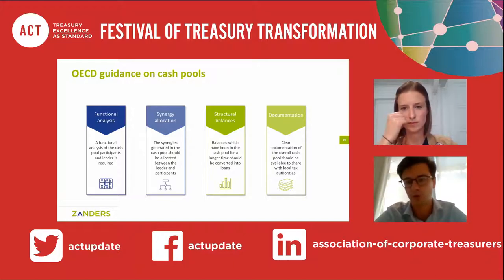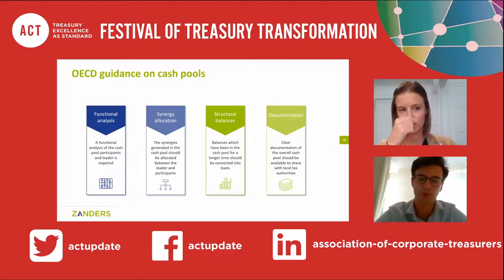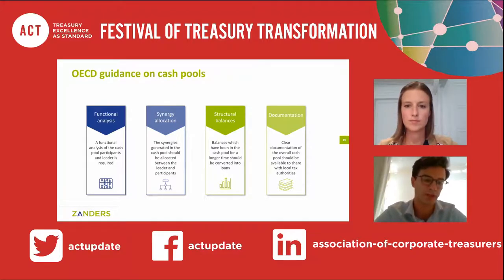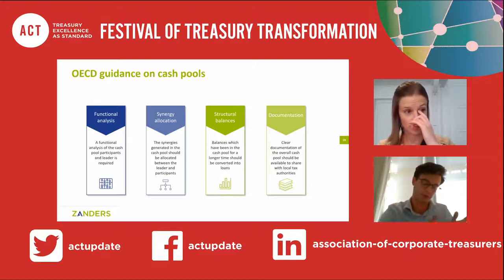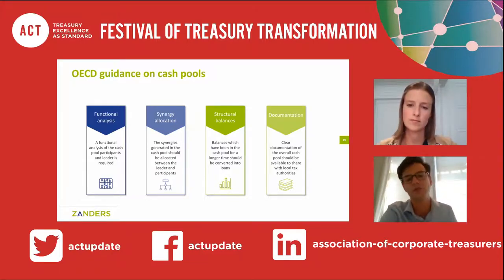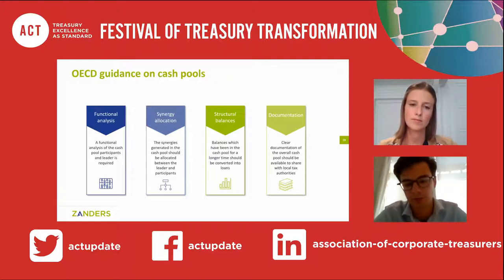Lastly, documentation is also quite important, very much like Melanie said. Each time that you determine your interest rate within a cash pool or in-house bank, it's good to document this analysis. So document basically the three previous pillars on this slide: the functional analysis, which entities are contributing to the pool, the calculation and allocation of the cash pool synergy, and then lastly, also substantiate that you've done the structural balances analysis.